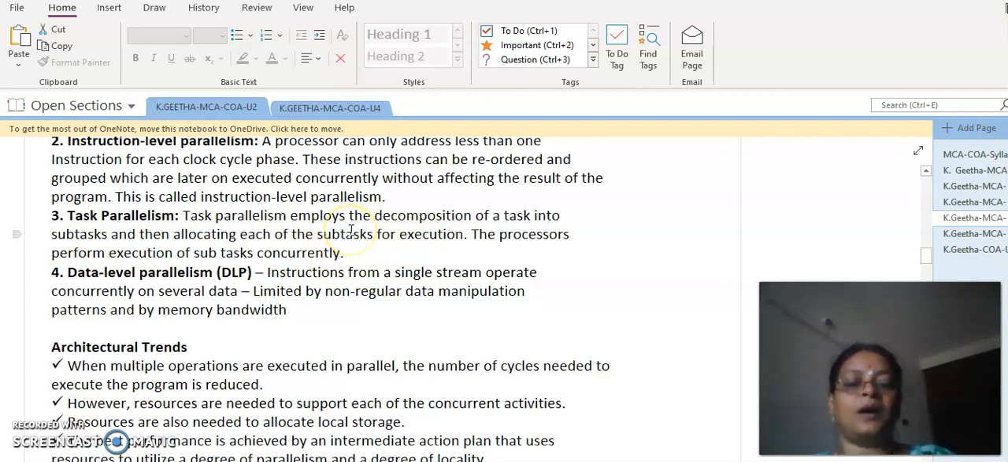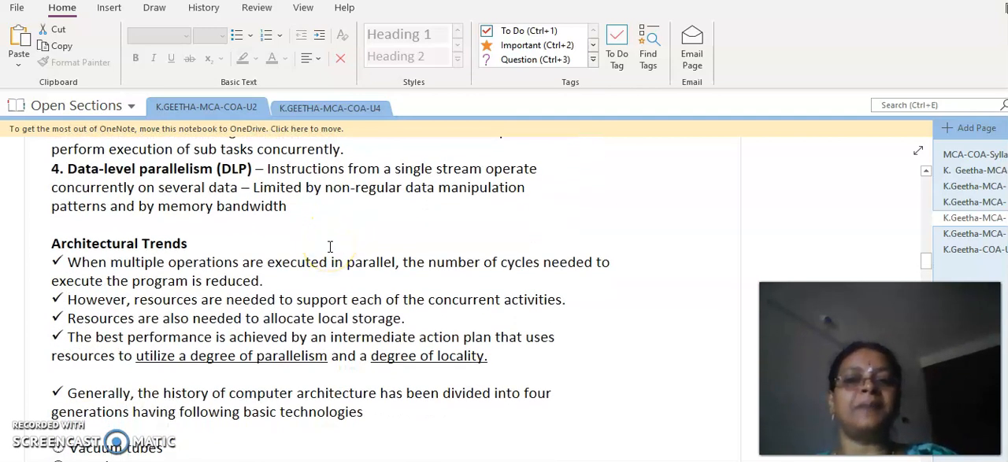Okay, so a subtask is nothing but a collection of instructions. So multiple instructions are grouped together to satisfy one subtask. So these subtasks can be distributed across different processes, and these processes can execute the subtasks simultaneously. That is what we call task level parallelism.